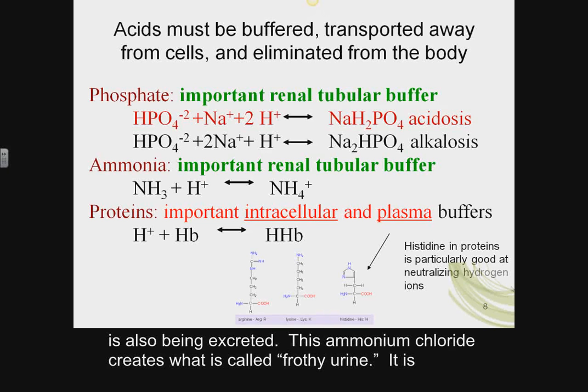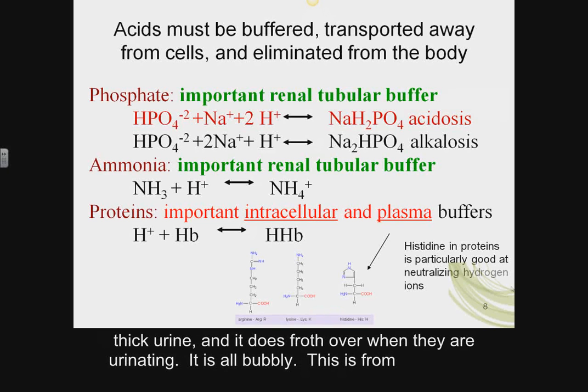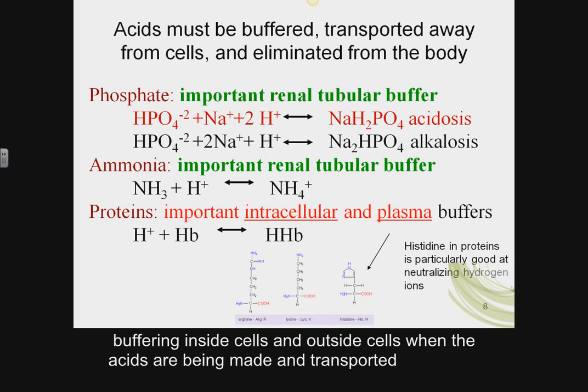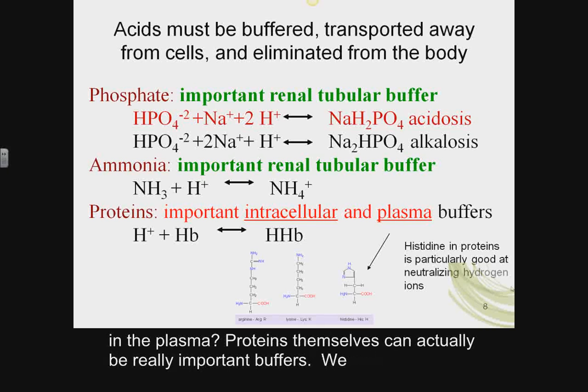This ammonium chloride creates what is called frothy urine. It is thick urine, and it does froth over when they are urinating. It is all bubbly. This is from the ammonium chloride. I have addressed tubular buffers, but what about buffering inside cells and outside cells when the acids are being made and transported in the plasma?